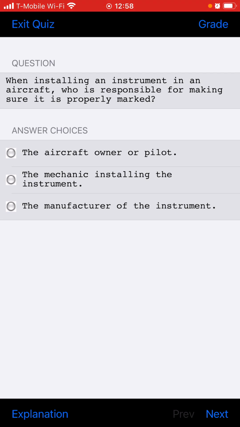What is the name of a unit that prevents the nose wheel from vibrating or oscillating? Remember? A shimmy damper.